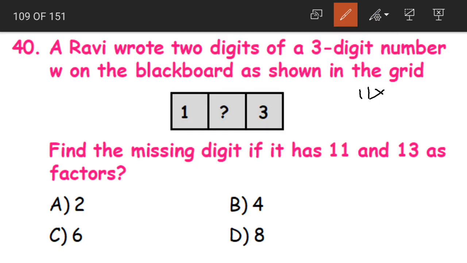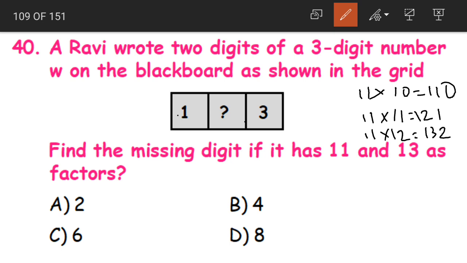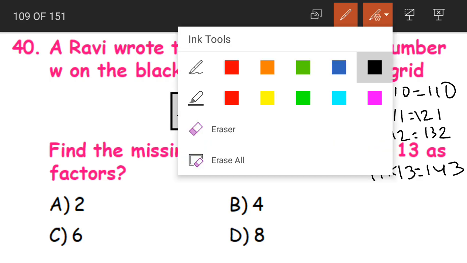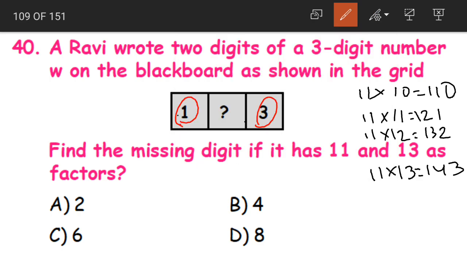If you look at the 11 table, 3-digit numbers start from 11 tens are 110. Then we have 11 11s are 121, 11 12s are 132, and then we have 11 13s are 143. Now if we compare both the numbers, yes, the given number has 1 in the hundreds place and 3 in the units place, and also the number here has 1 in the hundreds place and 3 in the units place. And if you see, how did we get it?